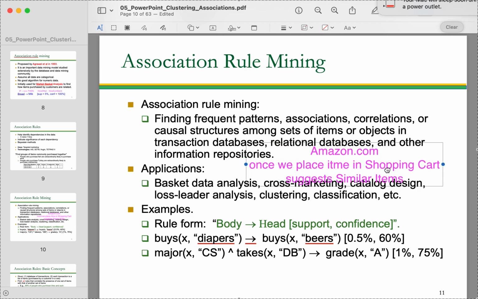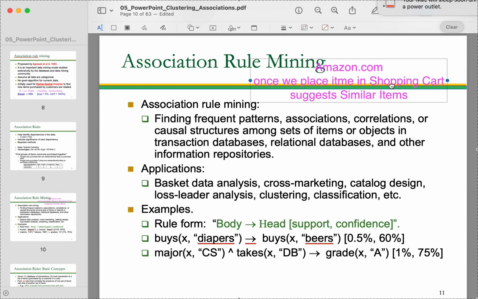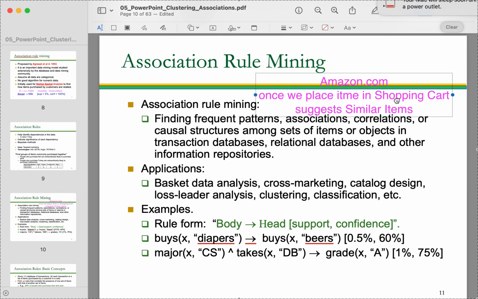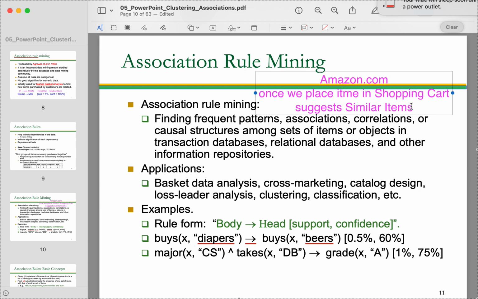So it will suggest similar items, or it will suggest items other people bought. Okay, so this has quite a bit of practical applications that is used in physical retail stores, as well as in online e-commerce stores.